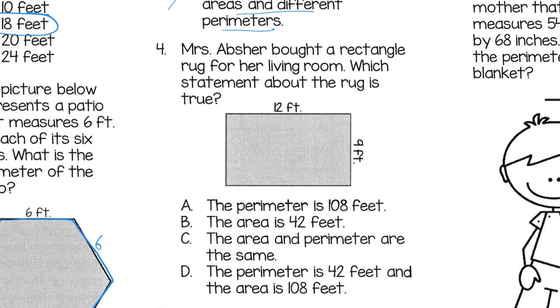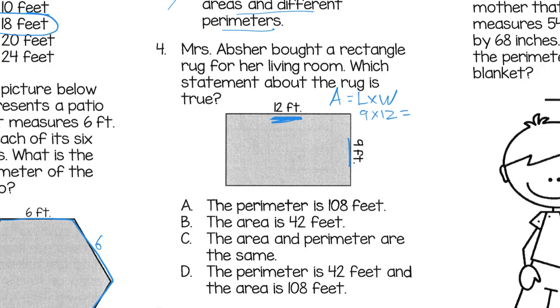Number 4, Mrs. Absher bought a rectangle rug for her living room. Which statement about the rug is true? So it looks like we have perimeter and area. So we probably need to figure out our perimeter and our area. Area is length times width. So what is 9 times 12?